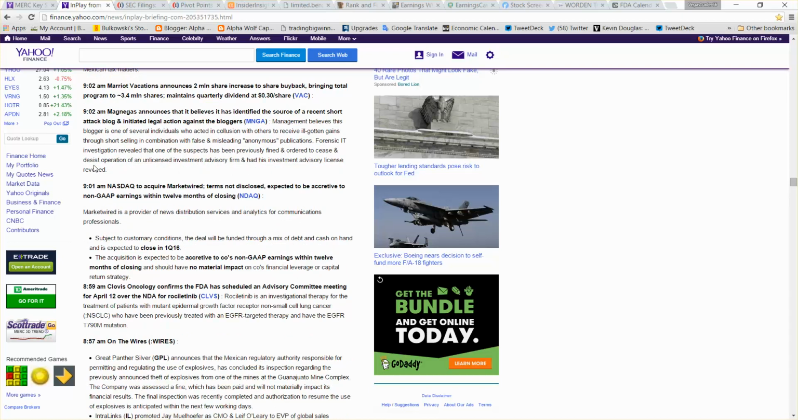An example of a fluff piece or something that doesn't significantly change a company. Here's an announcement from MagnaGas. It announces that it believes it has identified a source of a recent short attack and blog, and initiated legal action against the bloggers. It sounds pretty powerful. Management believes this blogger is one of several individuals acting in collusion to receive ill-gotten gains through short selling and false, misleading, anonymous publications. That's all great, fine, and dandy.